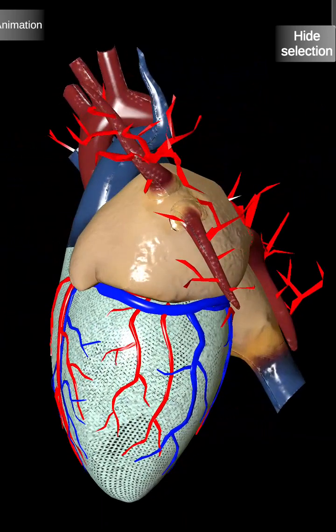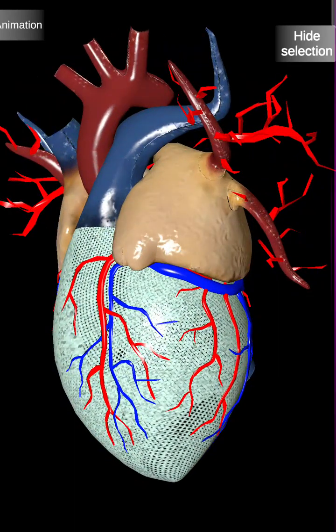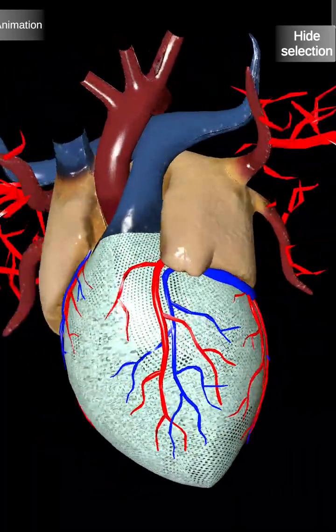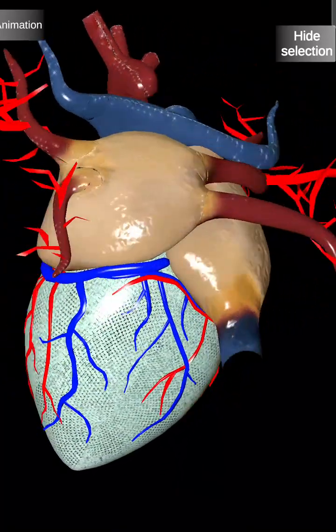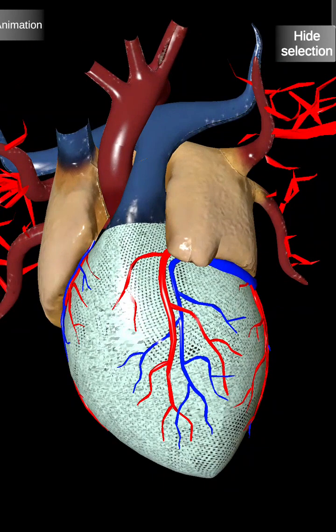Double circulatory system means passing of blood through the heart twice per complete circuit. What do we mean when we say twice per complete circuit? It means that the blood is pumped twice in one successive circuit.